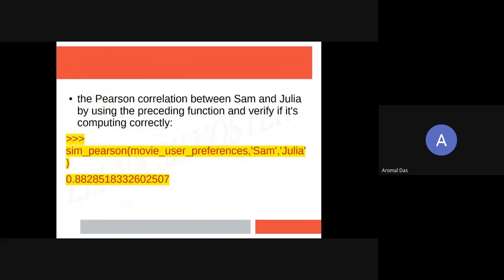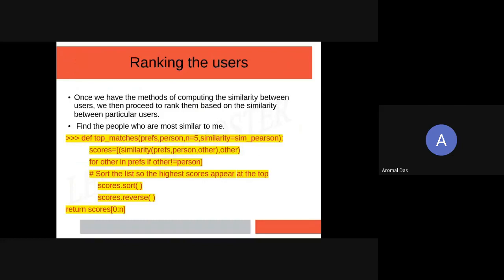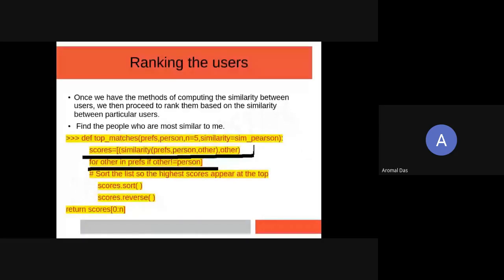Ranking the users. Once we have the method of computing the similarity between the users, we have to rank them based on the similarities. So first of all, you have to check the preferences. Similarity scores are stored in scores, and for each preference, sort the scores, and then reverse it. And based on this one, we can rank the users.